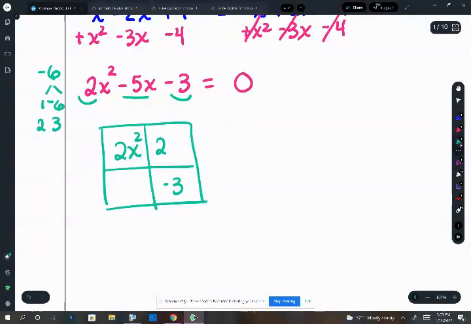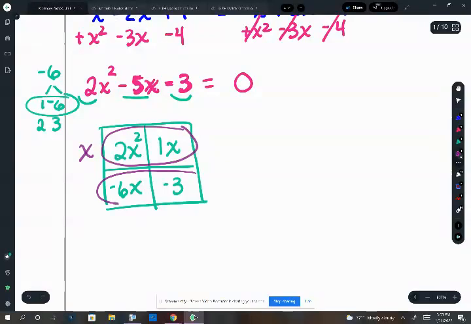And then the pair that I picked was actually this one. So we've got 1x and -6x. And then we're going to take out our greatest common factor. So greatest common factor is an x. Greatest common factor is -3. Greatest common factor is 2x. Greatest common factor is 1.